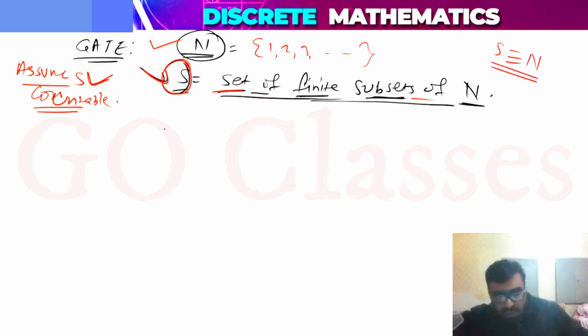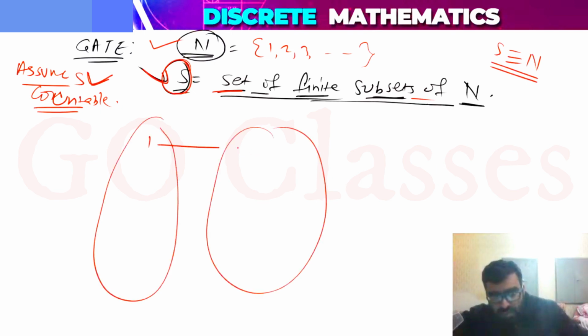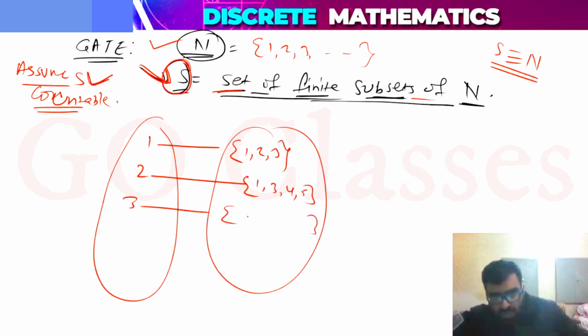Let me put it. So assume that 1 is going to some element of S, and the element of S could be maybe {1, 2, 3} like this. And 2 is mapping to {1, 3, 4, 5}. And maybe 3 is mapping to the empty set. And 4 is mapping to maybe {4, 5}. Like this, and so on.